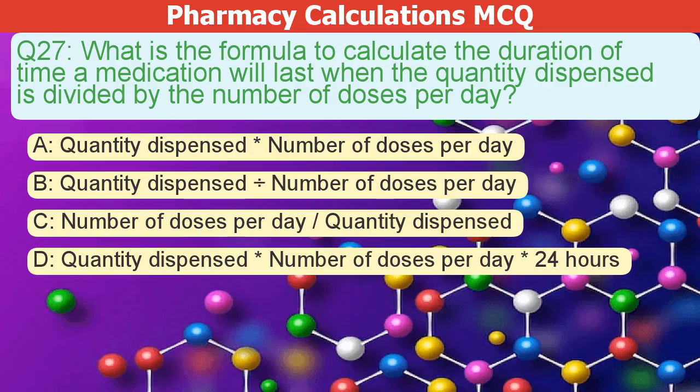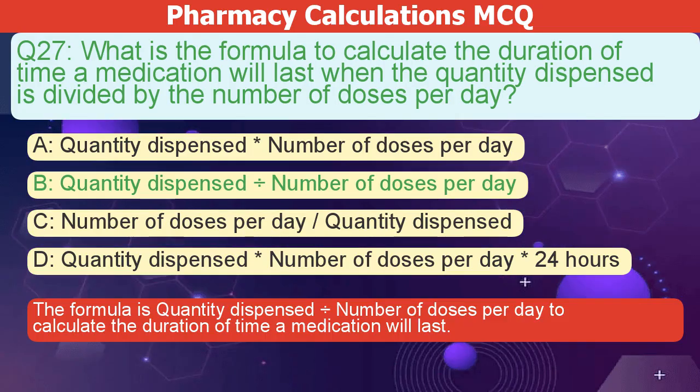How do we figure out how long a medication will last? We know the amount given and how many doses are taken each day. Option A. Amount given times doses. Option B. Amount given divided by doses. Option C. Doses divided by amount given. Option D. Amount given times doses times 24 hours.